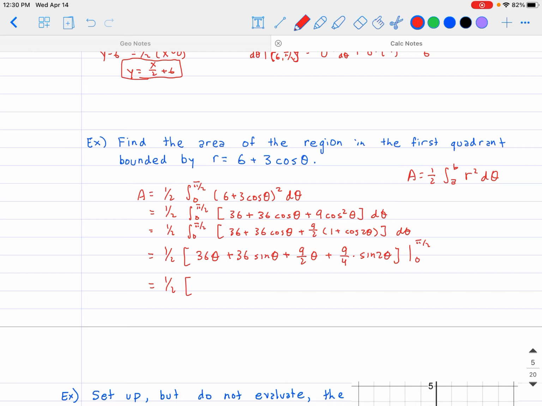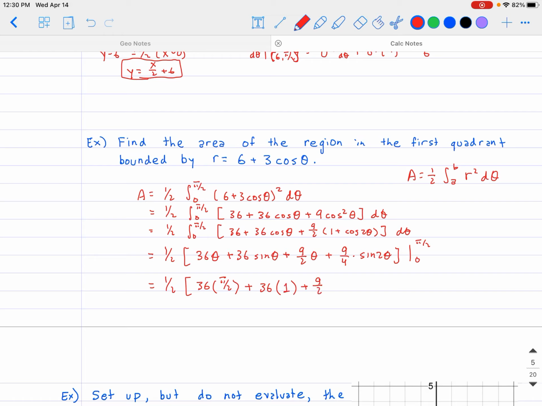Let's see. If I'm going to plug in the upper bound minus the lower bound, that looks like it's going to be 36 multiplied by pi over 2 minus 0. So that's just 36 times pi over 2. And then plus, for the next part, it's going to be 36. And then we also have pi over 2 plugged in. That looks like it's going to be just 1. And 0 plugged in is going to give us 0.